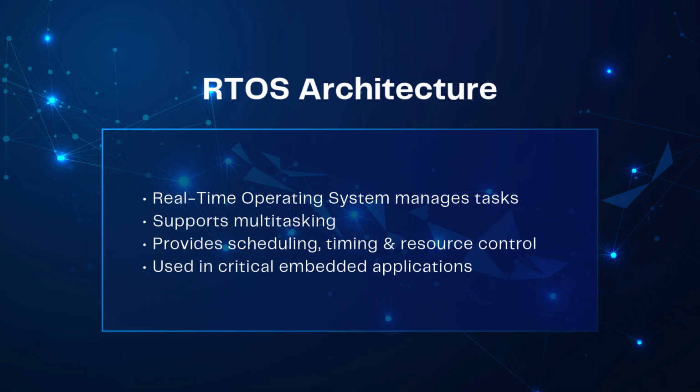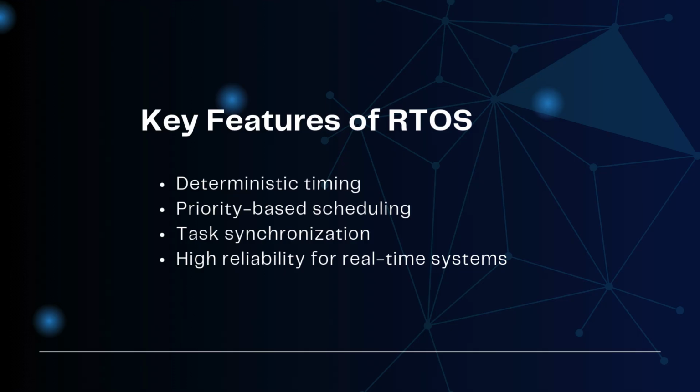So now let's talk about the most important architecture. This is the real-time operating system, or RTOS. An RTOS manages multiple tasks using advanced scheduling algorithms such as the priority-based preemptive scheduling algorithm. Unlike simple architectures, an RTOS provides multitasking, process and timing control, inter-process communication, and resource management. This makes it essential for critical applications like aerospace, robotics, automotive control systems, and industrial automation.